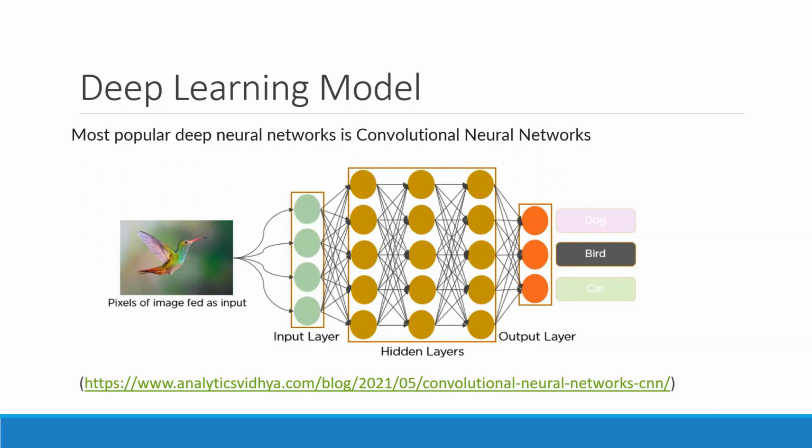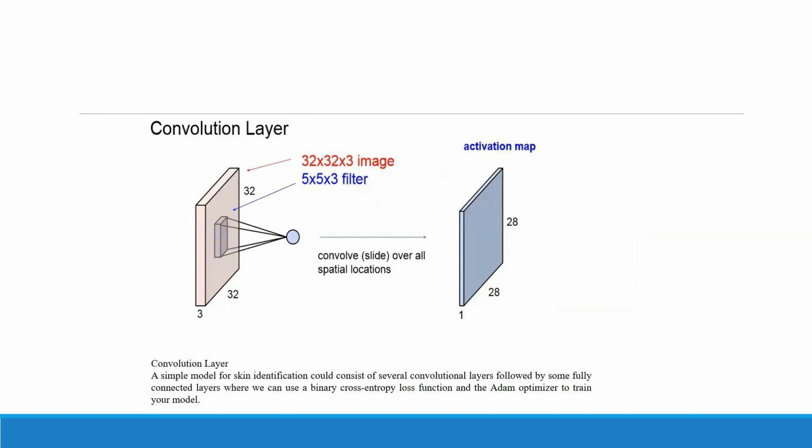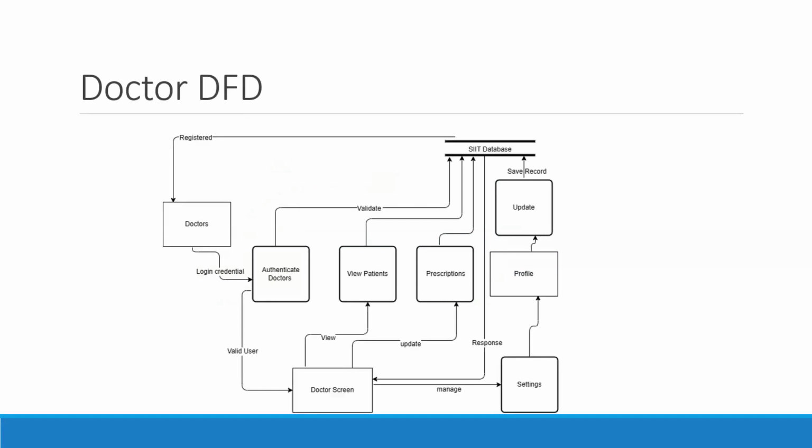But in my case, the images go through a simple model for skin identification, which consists of several convolution layers that will depend on us, and should be fully connected for getting this activation map. First, understand the data flow: what I thought my mobile application should have, and how I have connected it with the issue identification model.